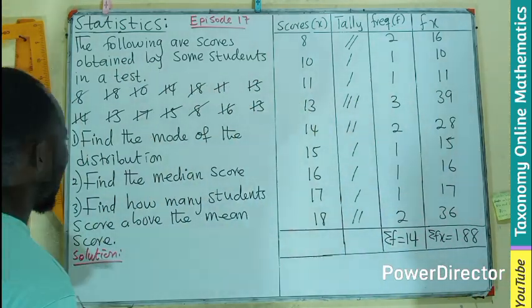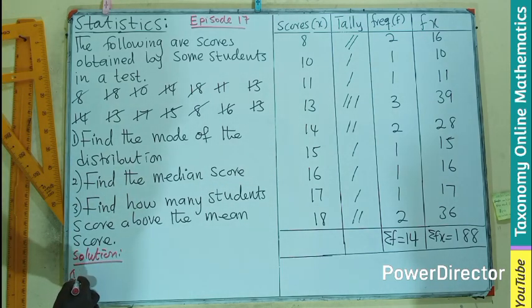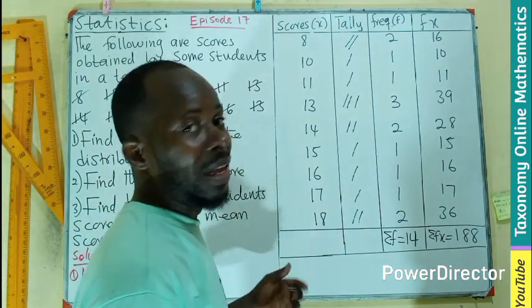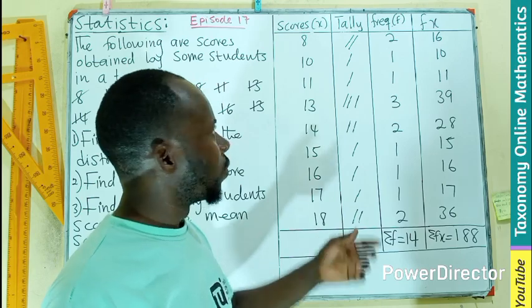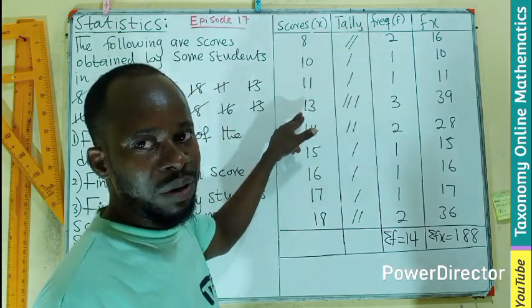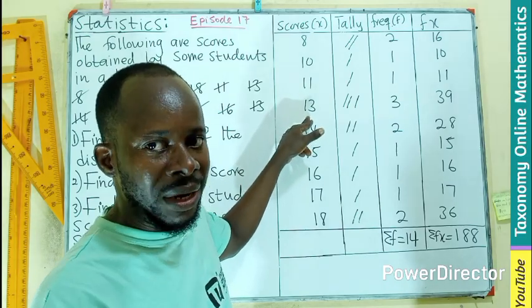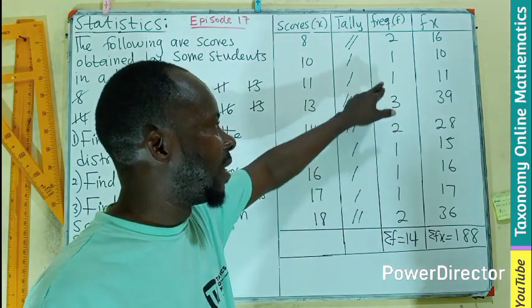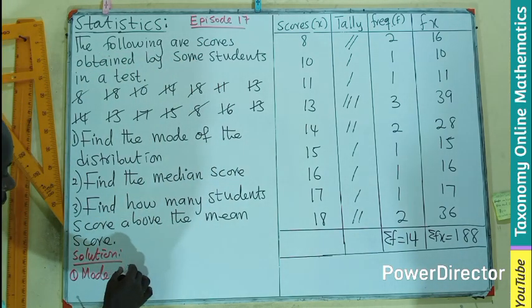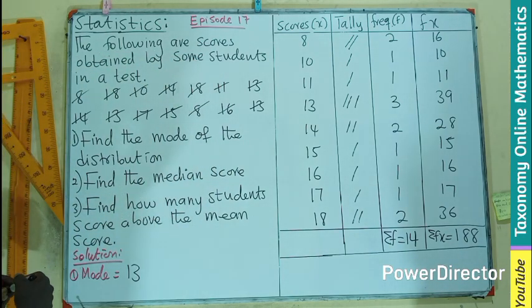The first thing we have to find is the mode. What is the mode? The most occurring data, or in this case, the score that appears the most. So we look at the frequency. The highest one gives us the definition for what? The most occurring data. So 3 is the highest here, meaning 13 appears the most. So the mode is 13. Then let's see number 2, which is median.